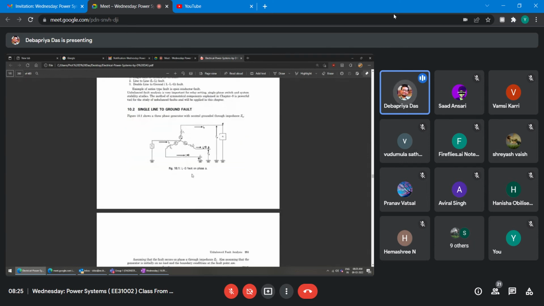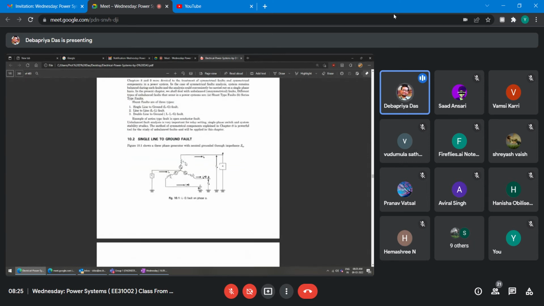Now, single line to ground fault. So this mathematics is very simple, right? Suppose the generator is there. Suppose you call the three phases EA, EB, EC, right? Suppose a three-phase generator with neutral grounded through impedance Zn, right? So this is your EA, EB, EC, and this is your Zn.